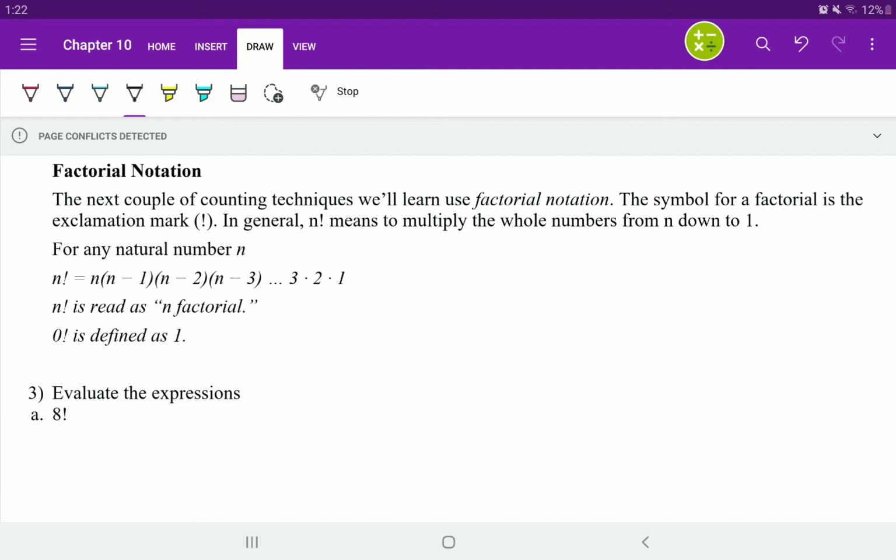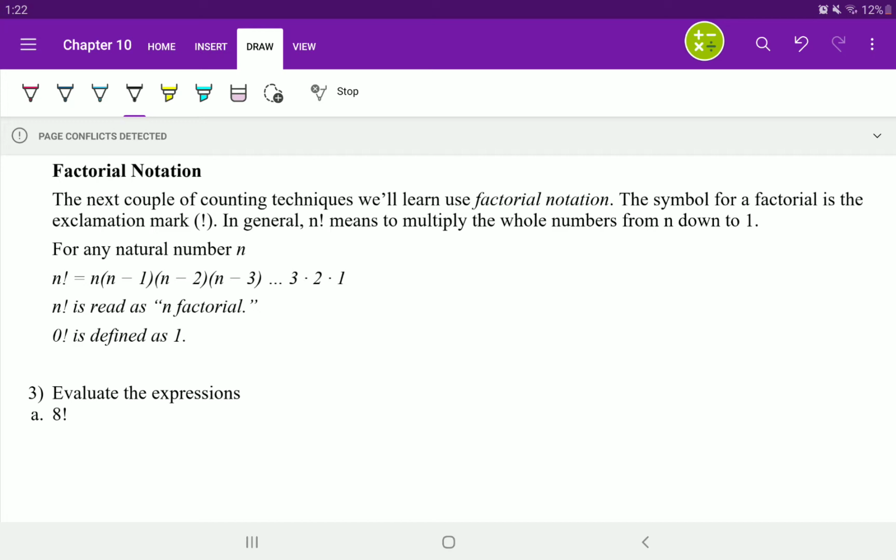And that is used for the counting principle as well. The symbol for factorial notation is an exclamation mark. In general, n factorial means to multiply a whole number from n down to 1. And we're going to be going over some things as well. I also gave you a definition of a factorial. N factorial is n times n minus 1 times n minus 2 times n minus 3, all the way until you multiply to get down to 1.